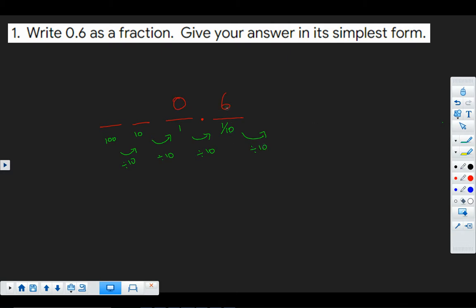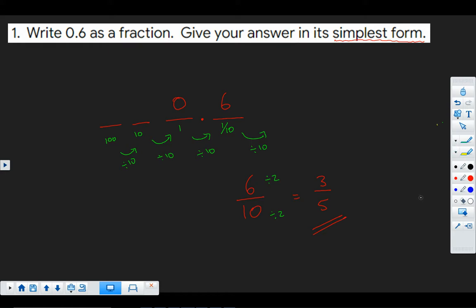So we're starting here with a 6 in our tenths column. So our answer is 6 tenths. Oh, but no, we need this in its simplest form. In its simplest form, I'm looking, are there any common factors between 6 and 10? Well, yes, there are. I can divide both of them by 2. What I do to the top, I have to do to the bottom. So 6 divided by 2 is 3. 10 divided by 2 is 5. Are there any common factors between 3 and 5? No, there aren't. So there's my answer.